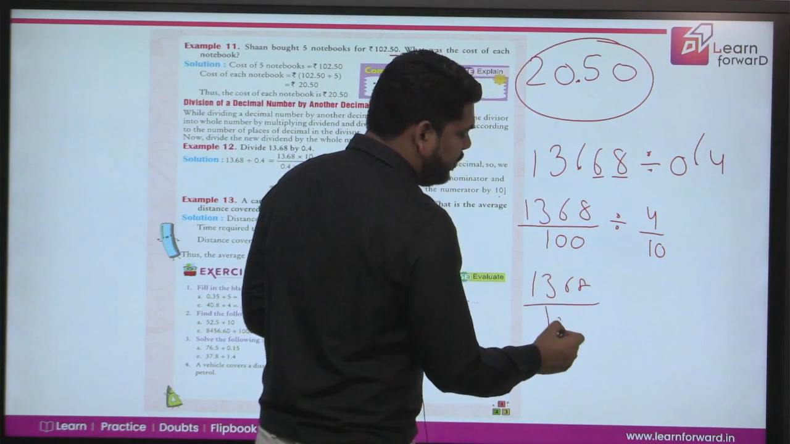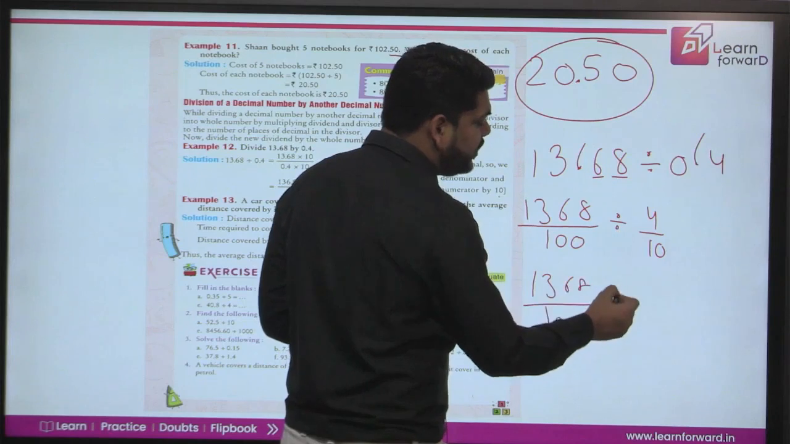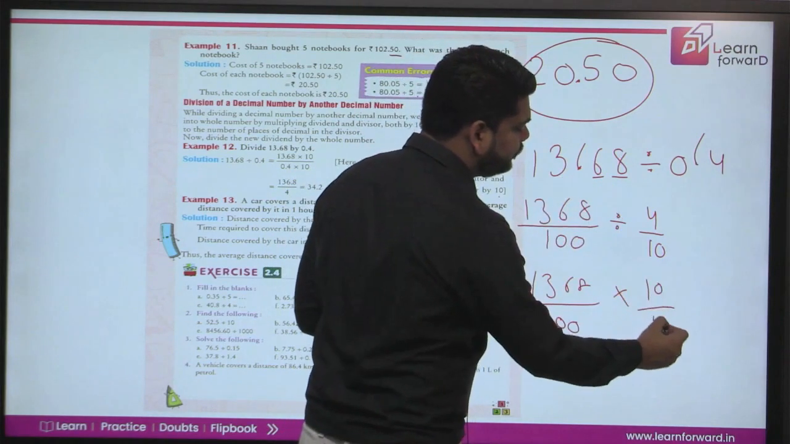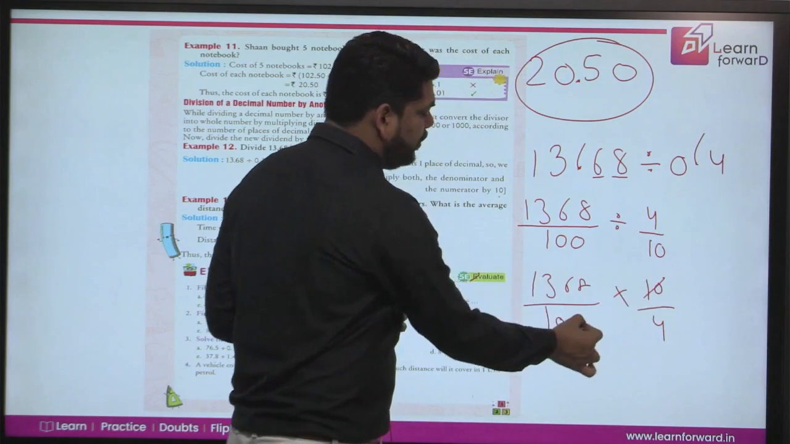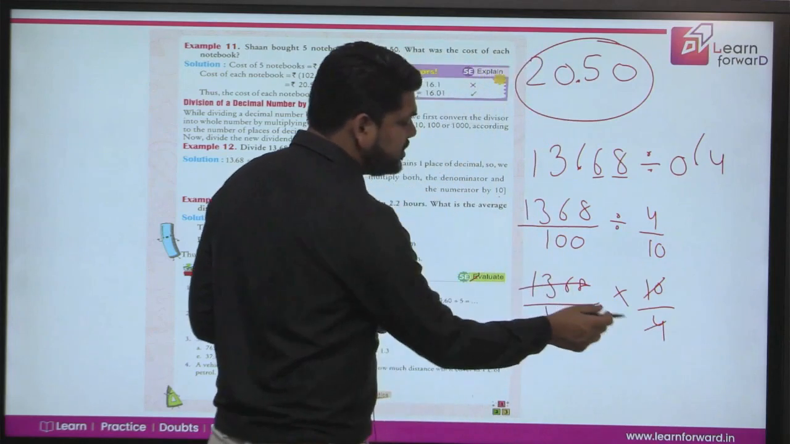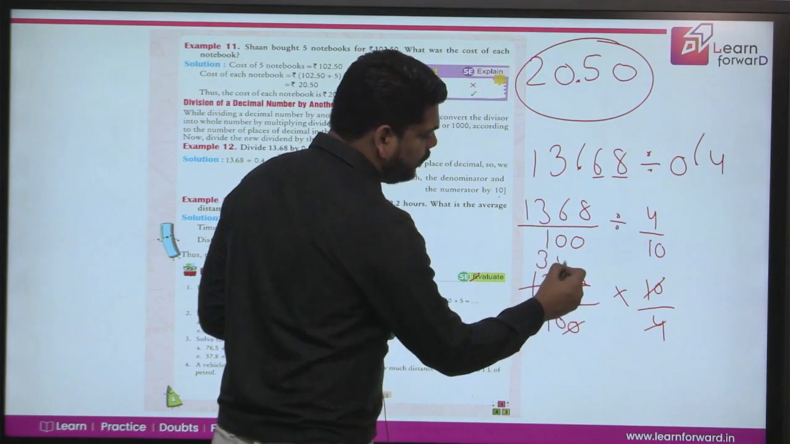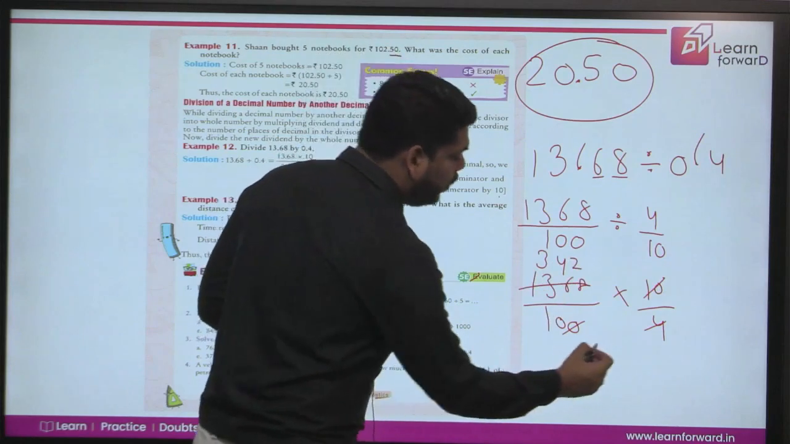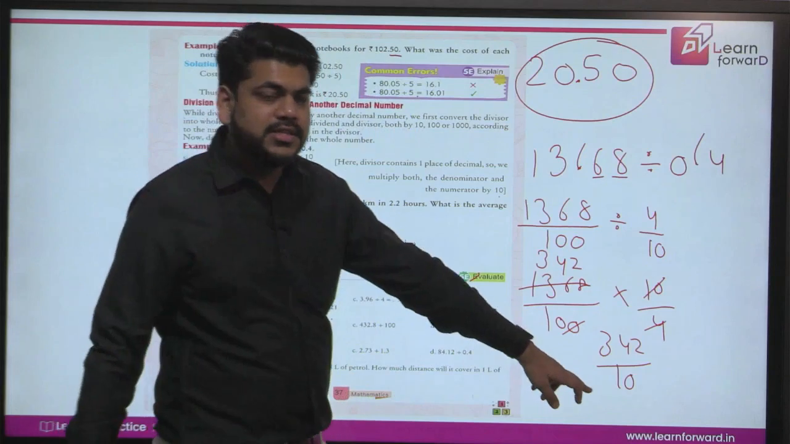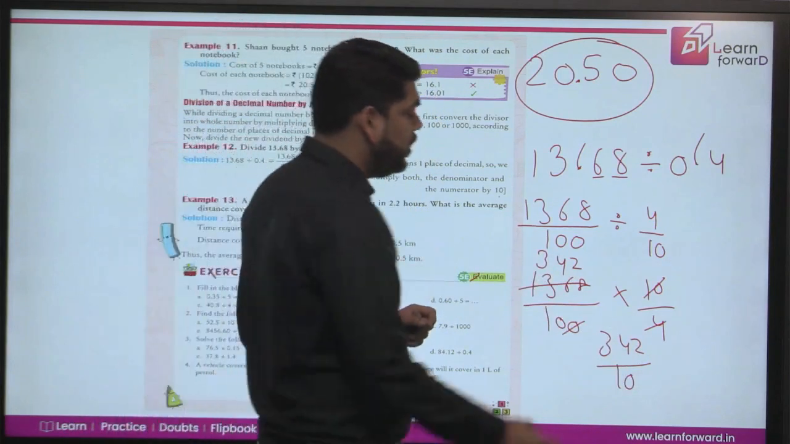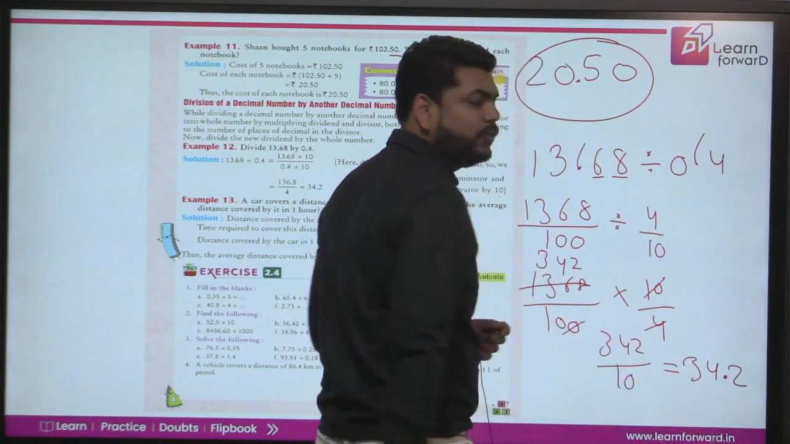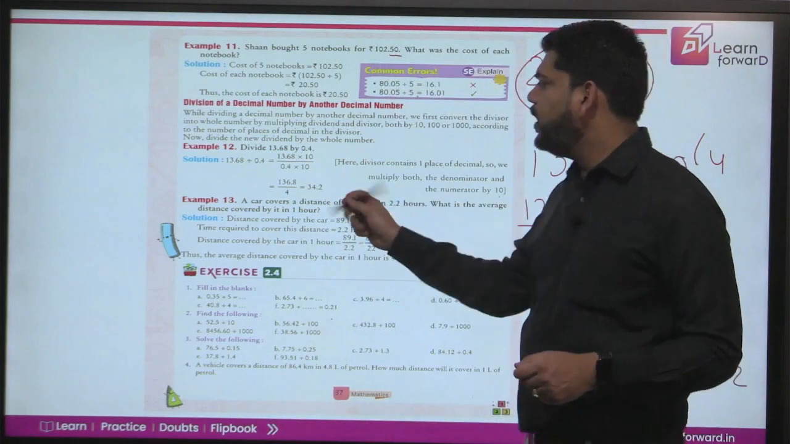1368 divided by 100. We will convert this divide into multiply and the reciprocal of the second number. Now the 0 will be divided by 0. 1368 will be divided by 4. The answer will be 342. Now we are left with 342 divided by 10. Since only one 0 is there, we'll put the decimal before one digit. The answer will be 34.2. Fine. So the answer over here is 34.2.